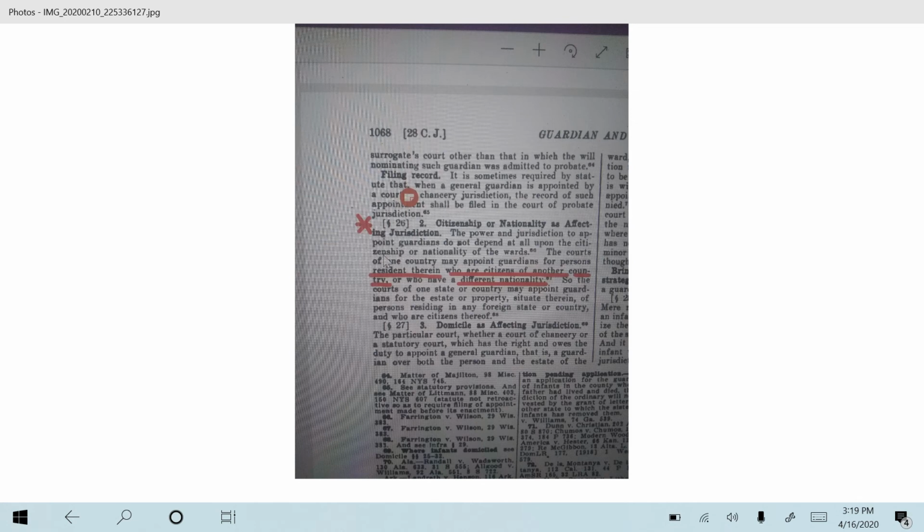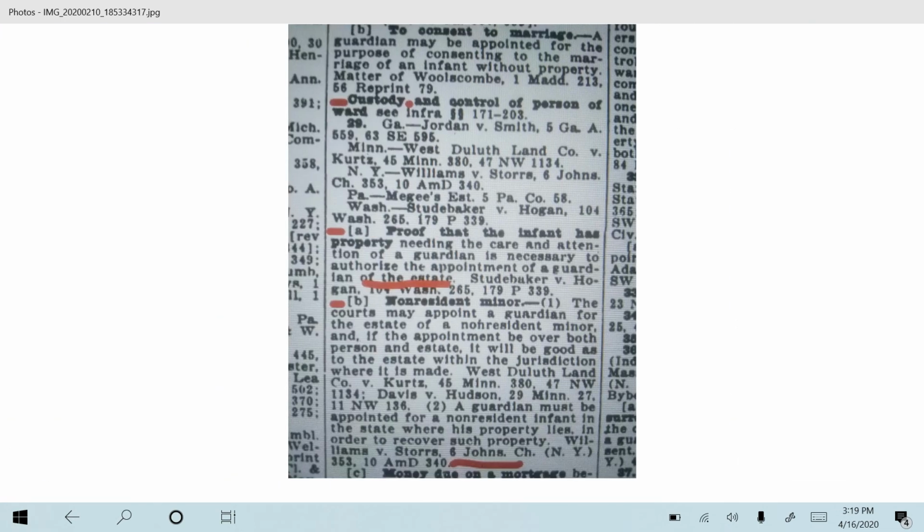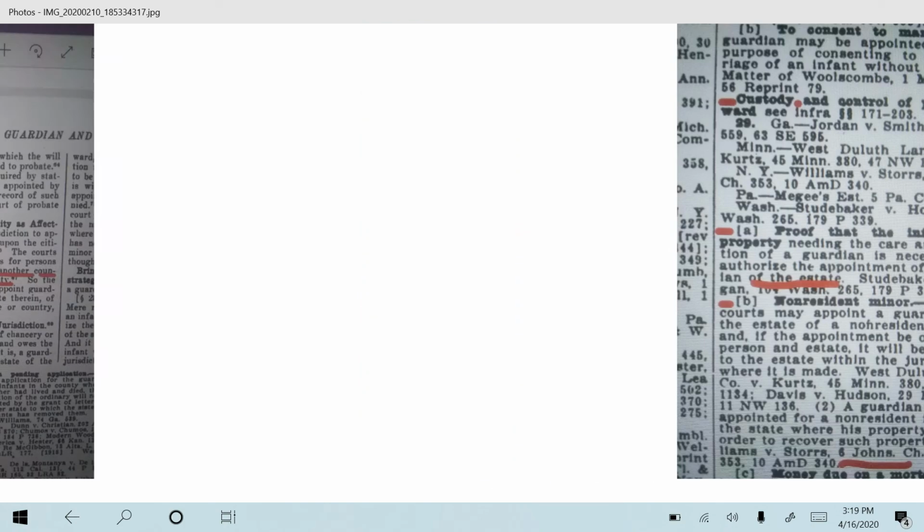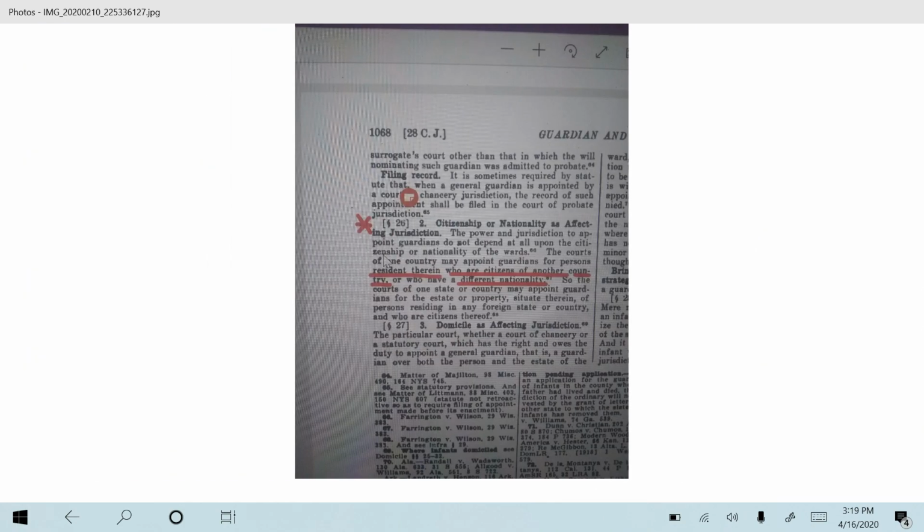Courts of one country may appoint guardians for persons resident therein who are citizens of another country, or who have a different nationality. So your nationality doesn't matter. But the key word is what? Residence. You don't want to be a resident, because if you're a resident, you are in their jurisdiction to become a ward. Let's continue.